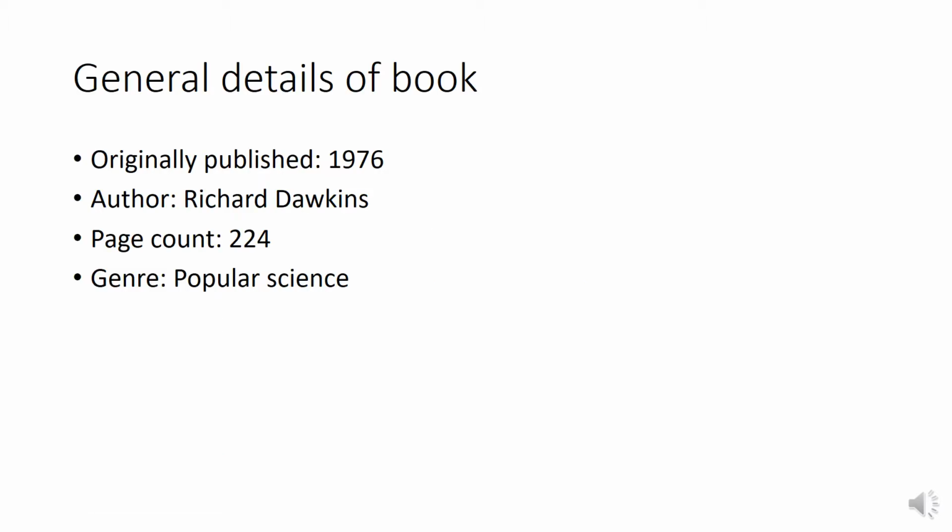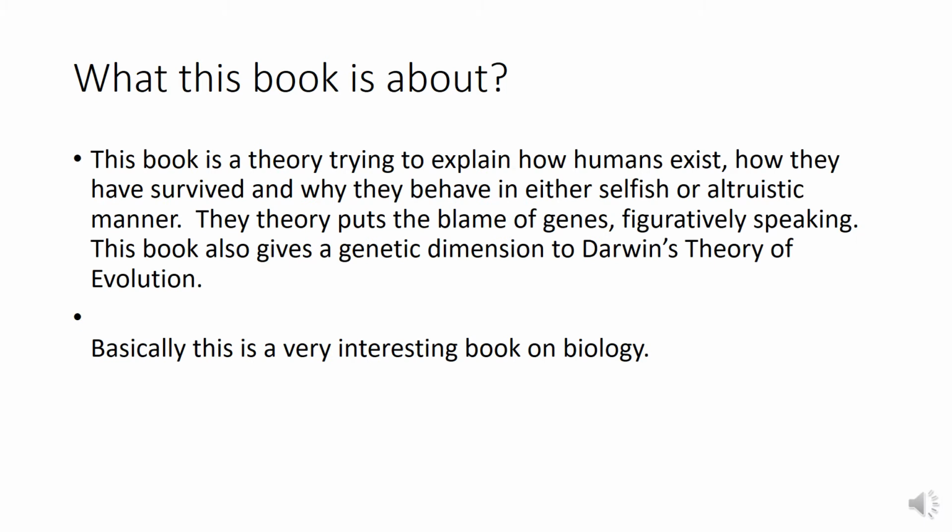General details of the book. Originally published 1976, author Richard Dawkins, page count 224, genre Popular Science. What this book is about.